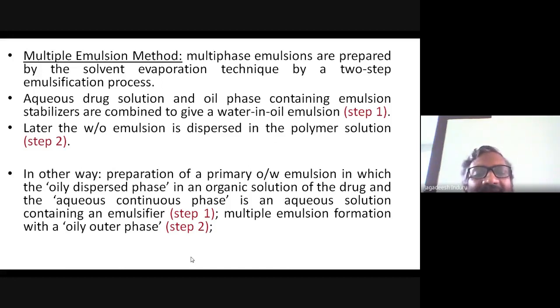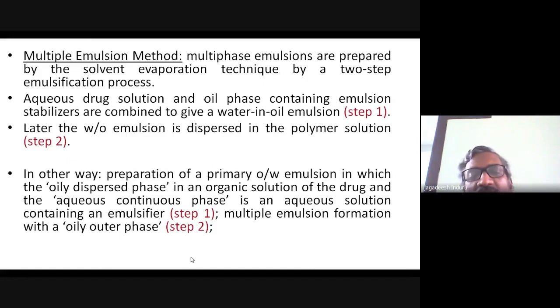In the other way, you prepare the primary emulsion, oil in water. So water is your continuous phase now, but you use this as a dispersal phase in the next stage, and you disperse it in the oil, and you get the oil as the outer phase in step two.